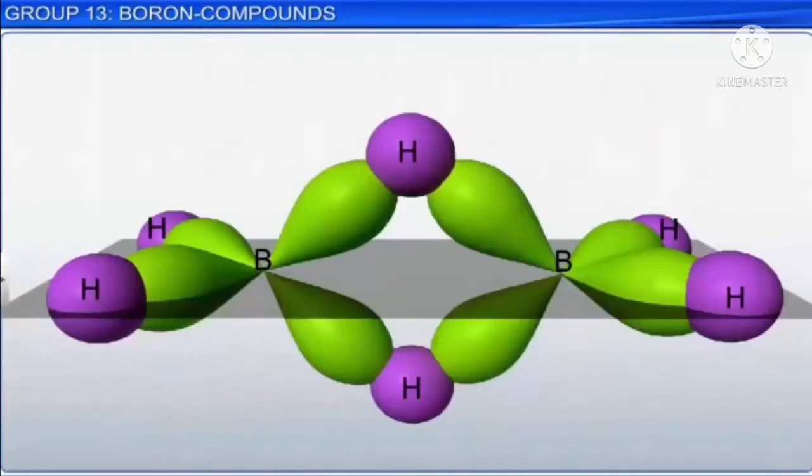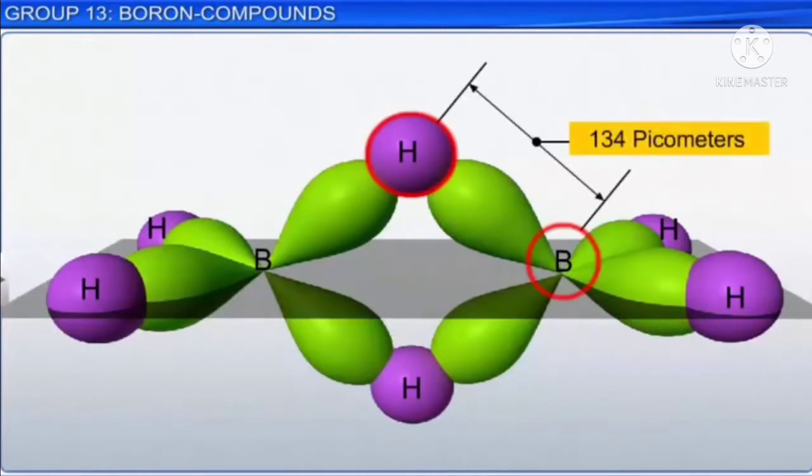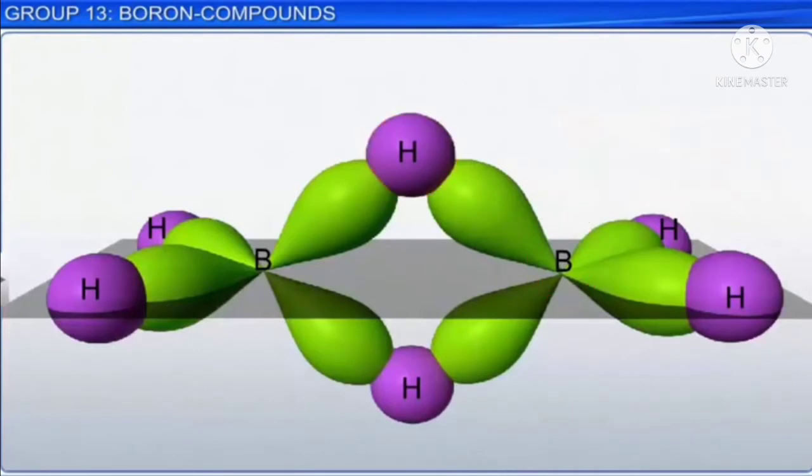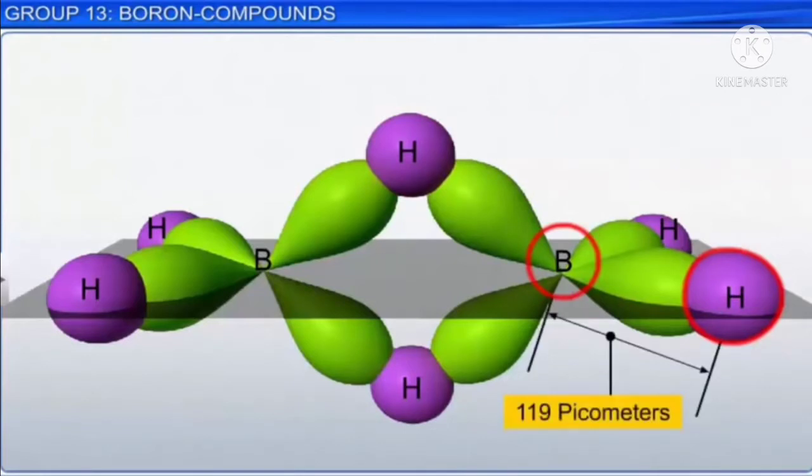The bond lengths are different as well. The bond length of the bridging hydrogen and boron is 134 picometers in length, while the bond length of the terminal hydrogens and boron is only 119 picometers.